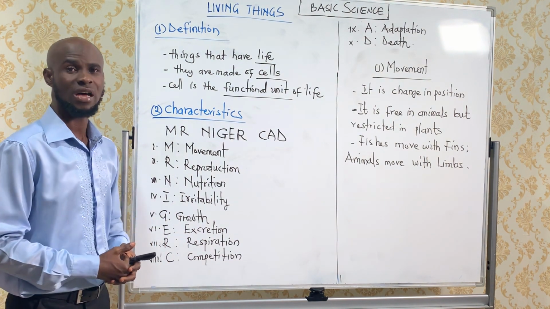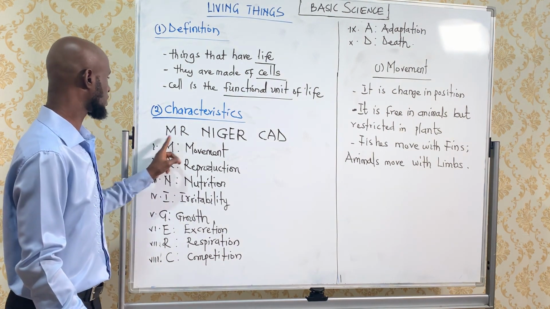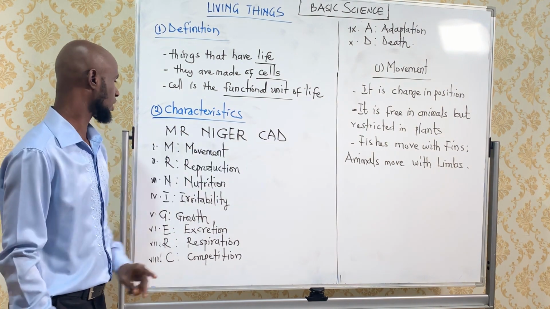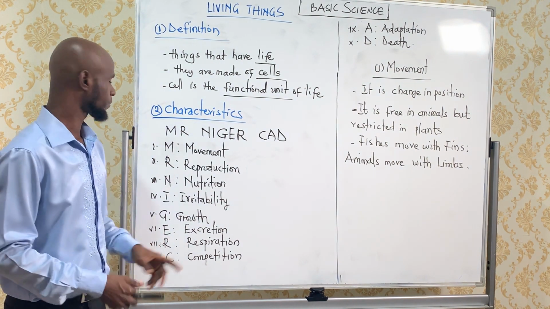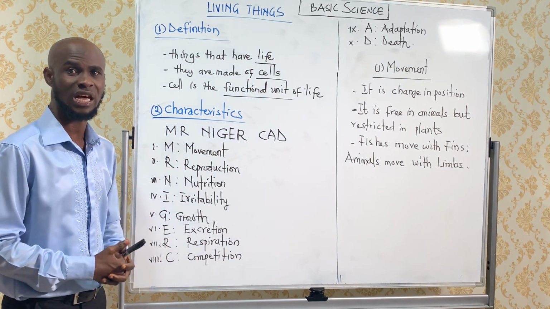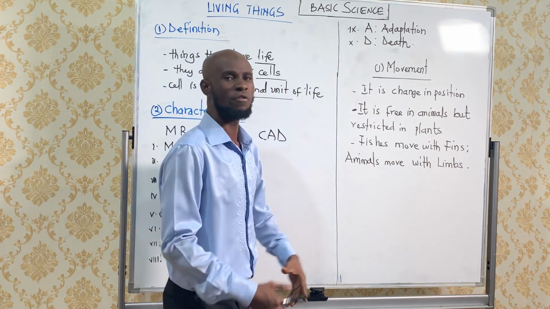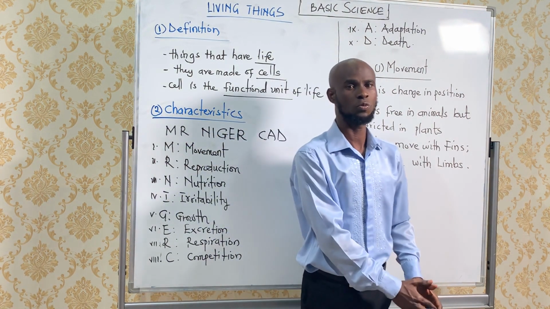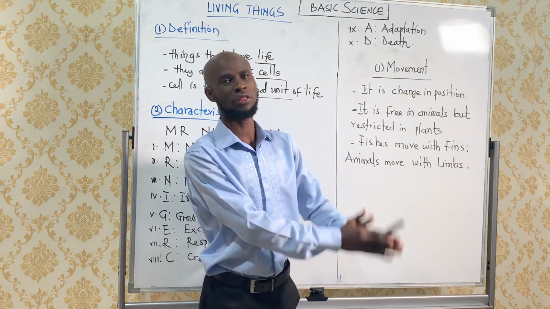The characteristics are summarized as Mr. Niger cat. M stands for movement, R stands for reproduction, and others. So I'm going to be starting with the movement. Movement can be defined as a change in position. You move from a place to another place.